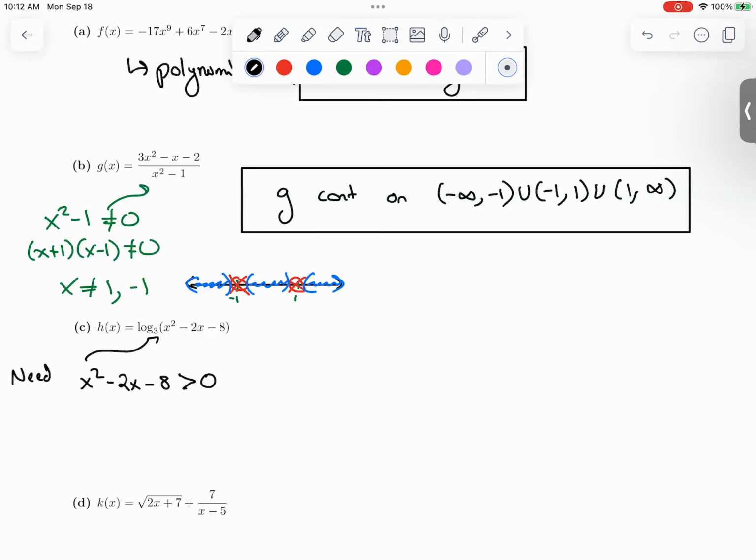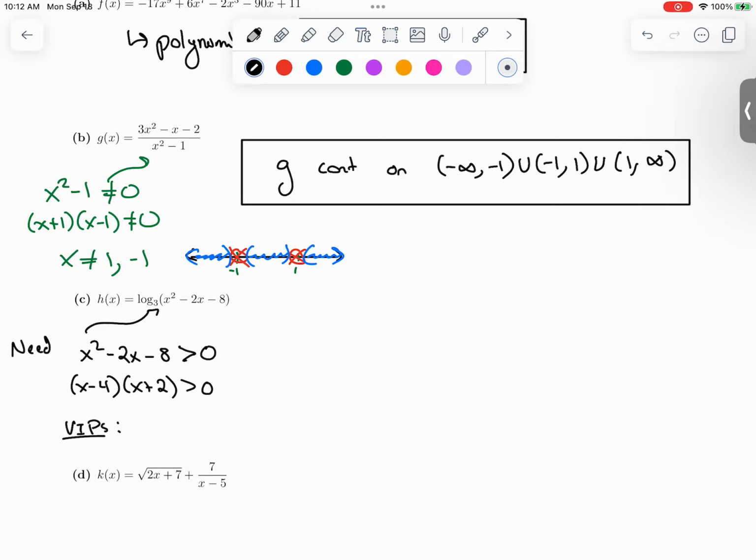And this factors nicely. It factors to x minus 4 times x plus 2 is greater than 0. That gives me the very important points, the VIPs. They're not points, I know, but VIP sounds way better than very important values, which doesn't have the same ring to it. But the VIPs are x equals 4 and negative 2.